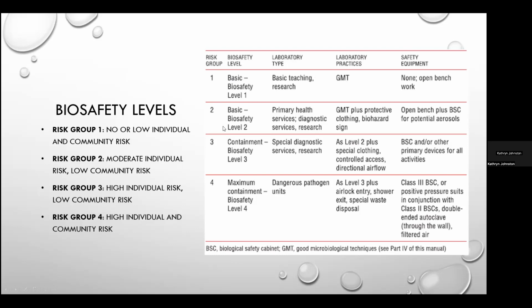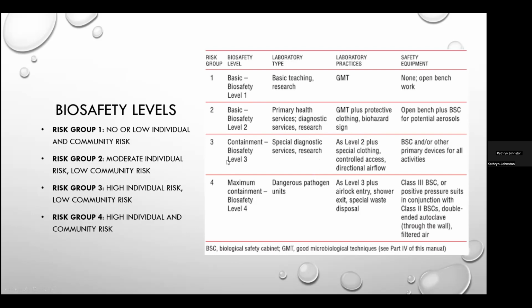When you get into basic biosafety level 2 for risk group 2, this is the predominant type of laboratory that we see in our Caribbean health facilities, outside of those that perform research or in the big tertiary care facilities. So it's an open bench. They would have a biological safety cabinet for potential aerosols. There's PPEs, there's biohazard signs. So you can see this type of thing.